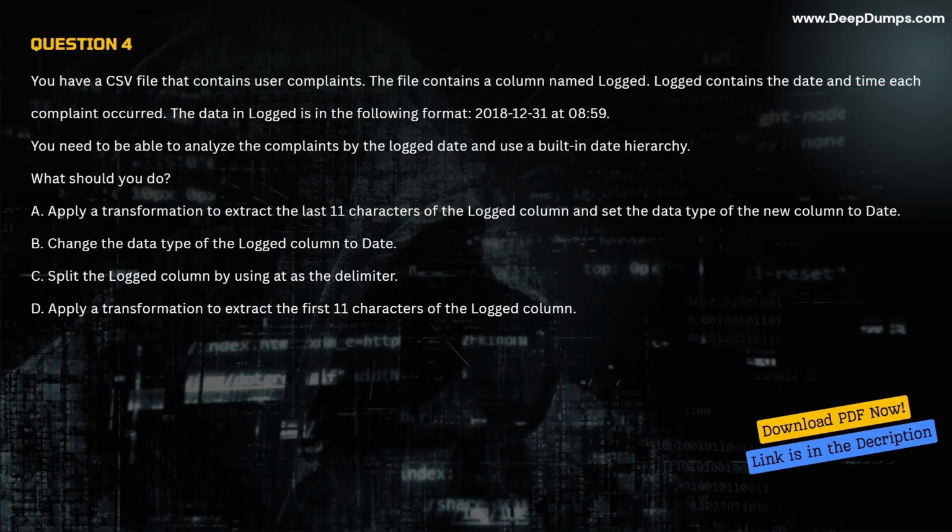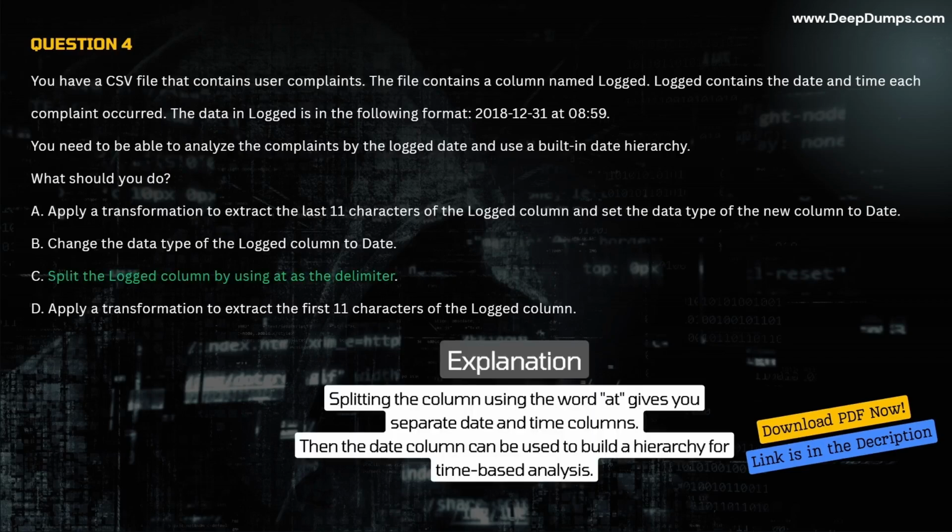A. Apply a transformation to extract the last 11 characters of the logged column and set the data type of the new column to date. B. Change the data type of the logged column to date. C. Split the logged column by using @ as the delimiter. D. Apply a transformation to extract the first 11 characters of the logged column. Correct answer is C. Explanation. Splitting the column using the word @ gives you separate date and time columns. Then the date column can be used to build a hierarchy for time-based analysis.